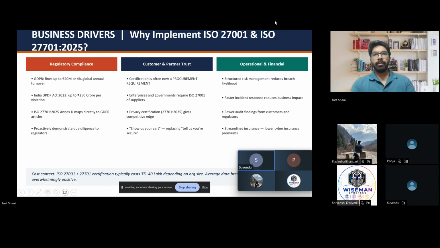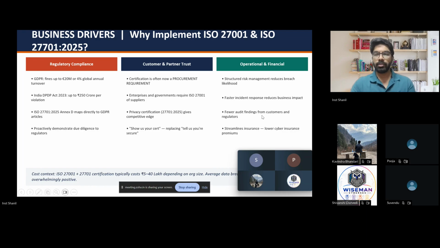Then what are the benefits on the operational and financial side? Structured risk management reduces breach likelihood. If you have managed your risk properly, there are fewer chances that your data can get breached. Faster incident response reduces business impact. There are a few controls which talk about incident response. If you have a mechanism in place, your business would be less impacted because you will be able to respond faster to any incident and safeguard your organization.